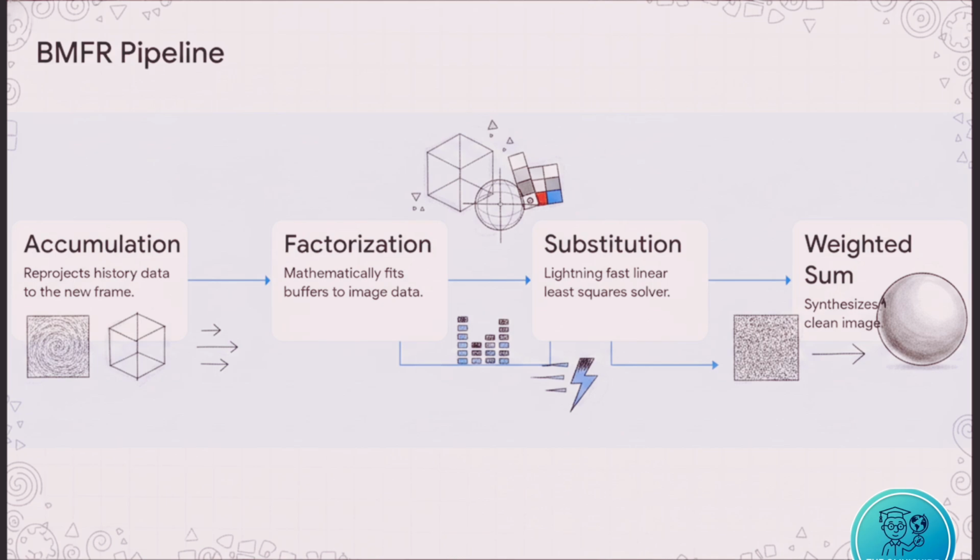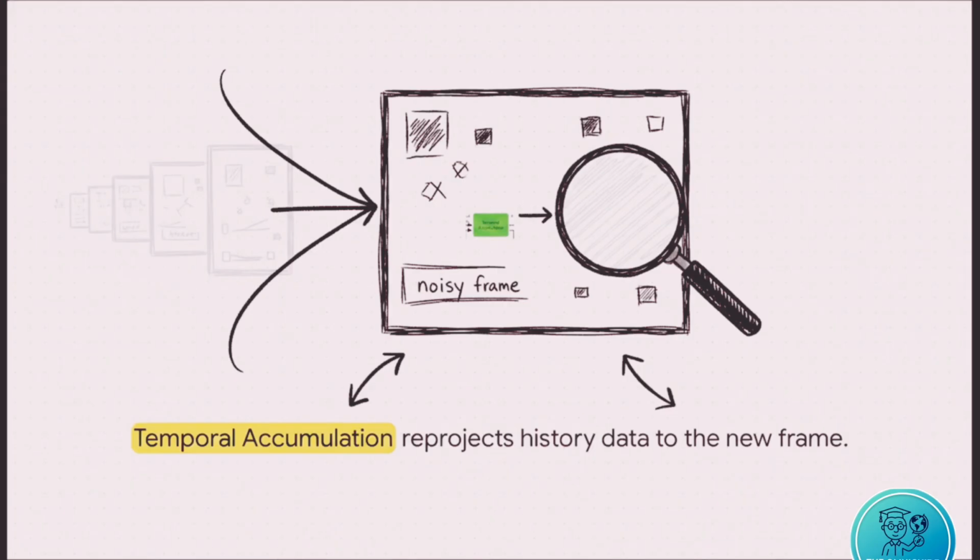This ensures that it removes the noise without accidentally blurring away the sharp edges of the actual 3D geometry. It's so smart. The first step is temporal accumulation. Basically, the algorithm looks back at previous frames and reprojects that historical data onto the new camera frame. By mixing a percentage of that old accumulated data with the new noisy frame, it instantly increases the effective sample count and dramatically reduces that awful temporal flickering.